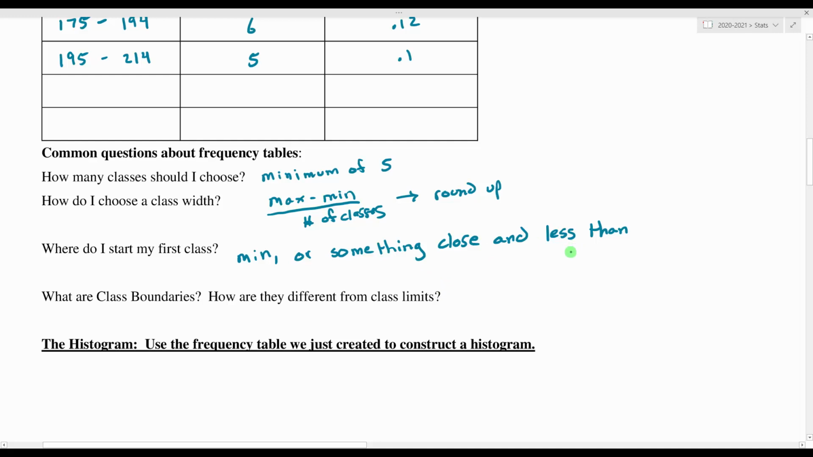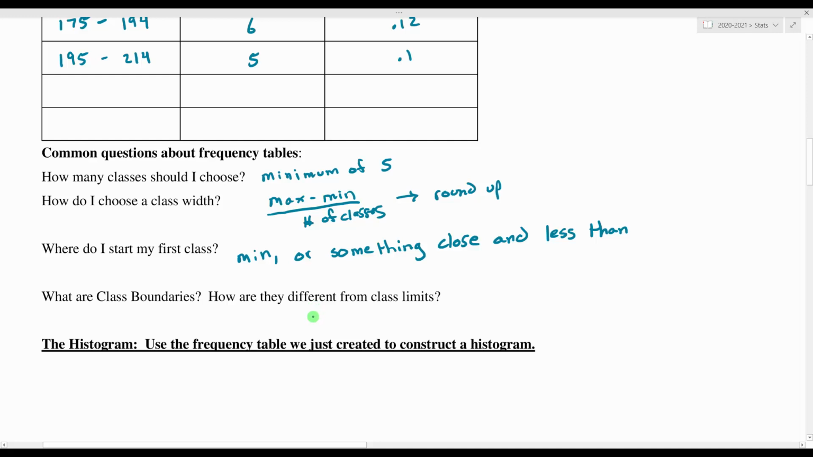So like, let's say your minimum is 72, you could choose to start your first class at 70, right? It's less than, and it's something close to that minimum value, right? Or you could just start it at 72. It really just depends on your preference. All right, some people like 70 because it's divisible by 10, right?